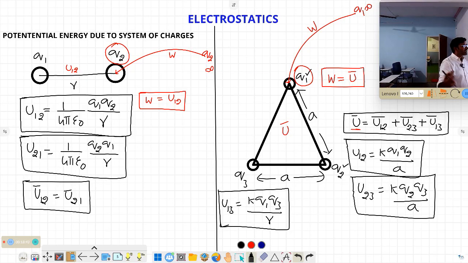If you want to keep the three charges as an equilateral triangle, how much work do you have to do? This is the work here. Otherwise, if the three charges are already there and I want to separate them and take them to infinity, how much work do you have to do? This is the work done here.